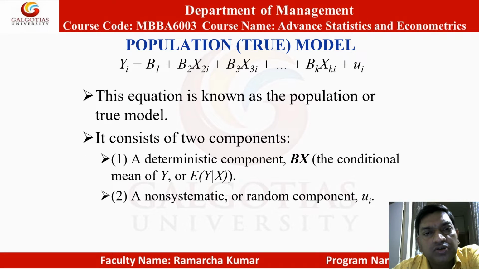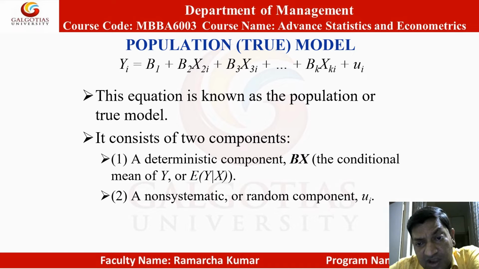So the population model or true model has this same equation. It is known as the population or true model. It consists of two components. One is the deterministic component bx, the conditional mean of y or expected value of y given x, and the non-systematic or random component ui.